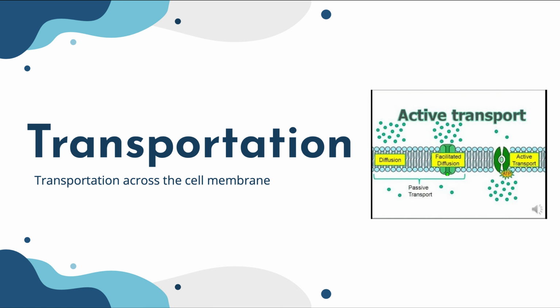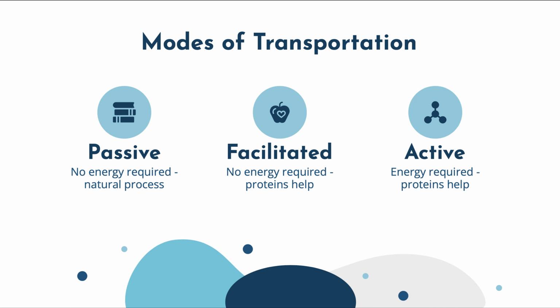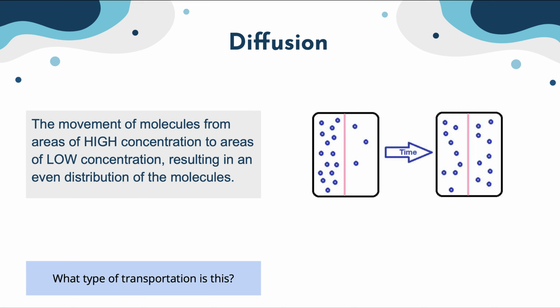Now let's discuss transportation. There are different types of transportation. There's passive transportation, which means that no energy is required, and is a natural process. There's facilitated transportation, which means that no energy is required and proteins help. And there's active transportation, which means energy is required and proteins help.